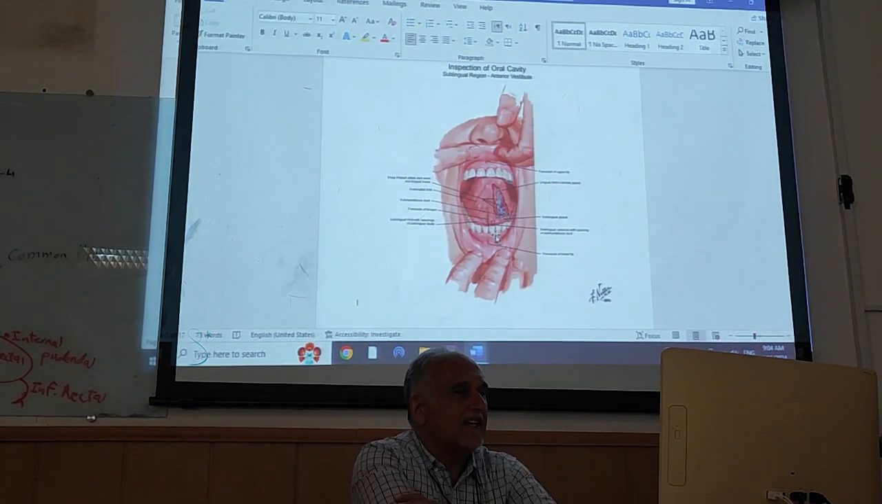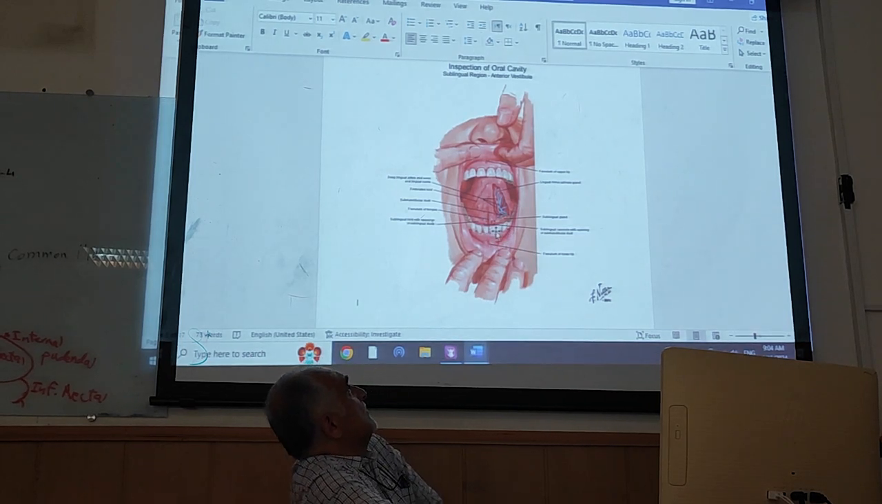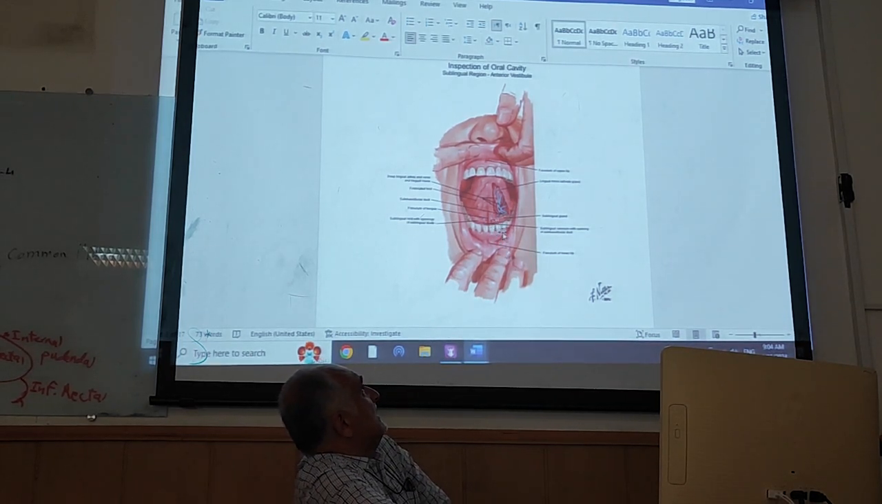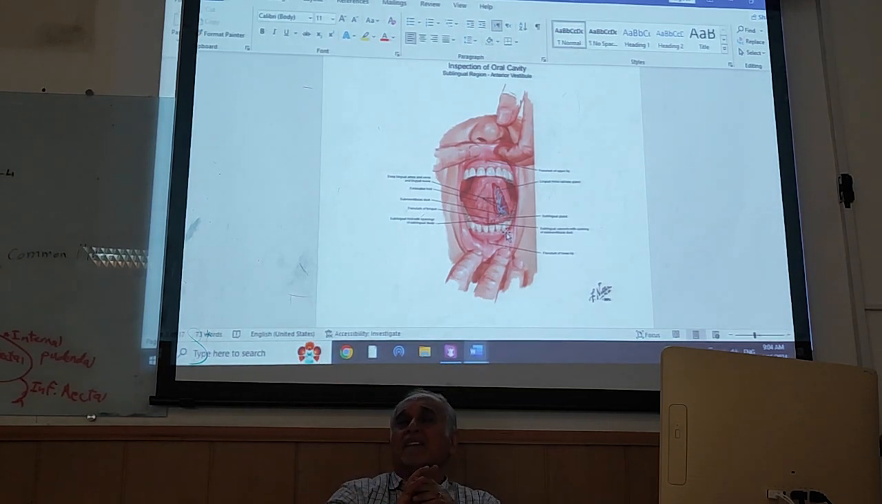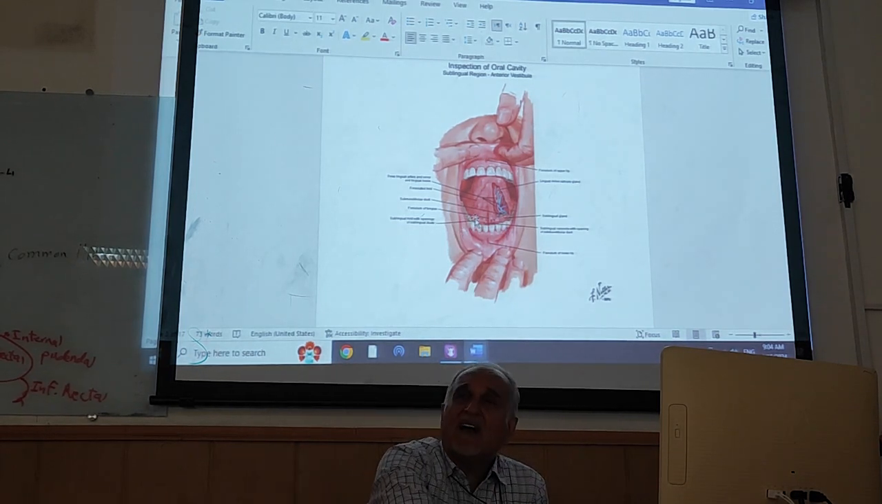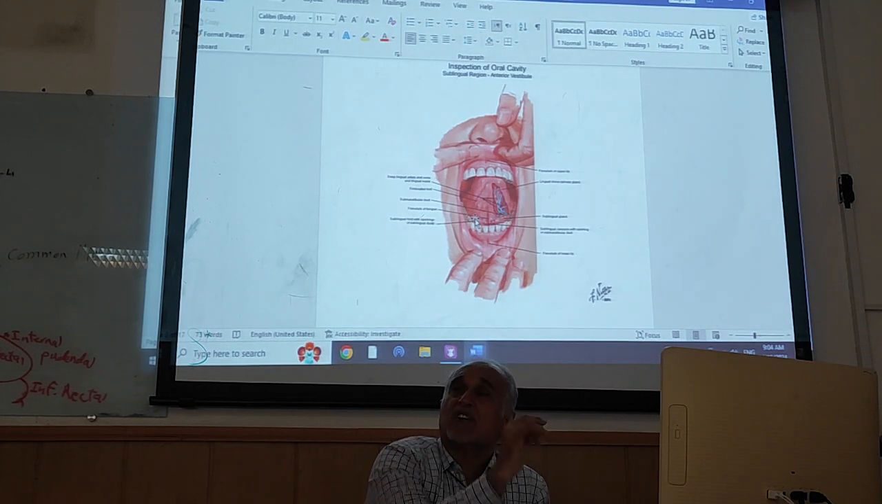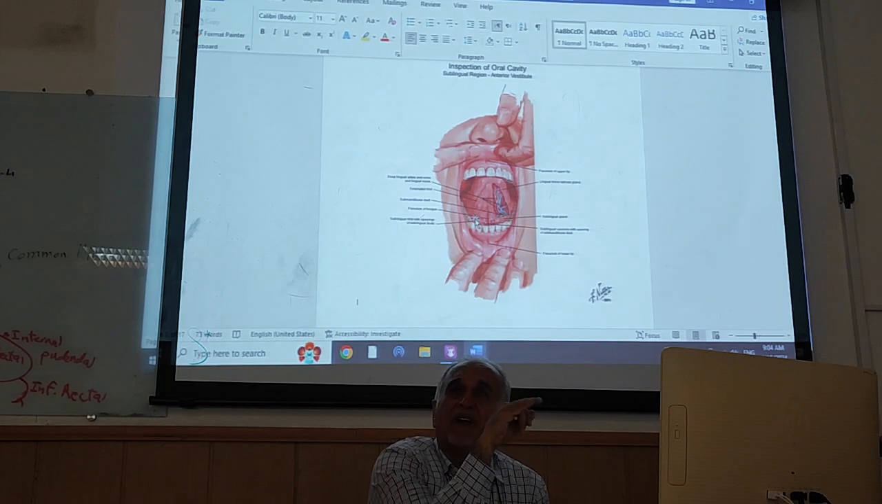Okay, again here, I'm sure it may be clear. We have three main salivary glands. Here we have parotid, and here we have submandibular, and here, as you can see, we have sublingual. Sublingual and submandibular ducts open into the main oral cavity.